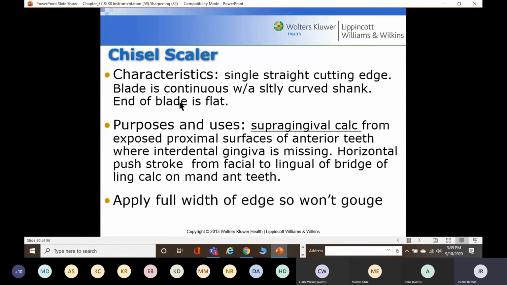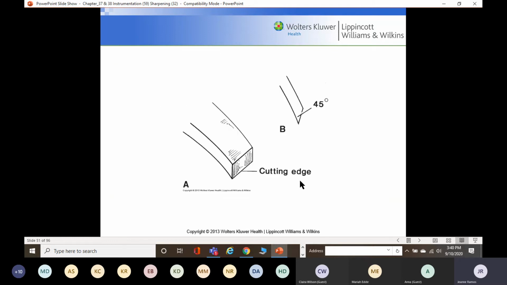Then you have a chisel. It's a straight cutting edge. Blade is continuous with the curved shank. The end of the blade is flat. It's for supragingival calculus from exposed proximal surfaces of anterior teeth. Horizontal push stroke from facial to lingual. It helps take off a bridge of lingual calculus on the mandibular anterior teeth. You apply full width of the edge so it won't gouge.